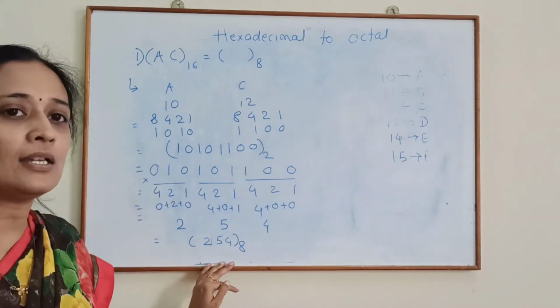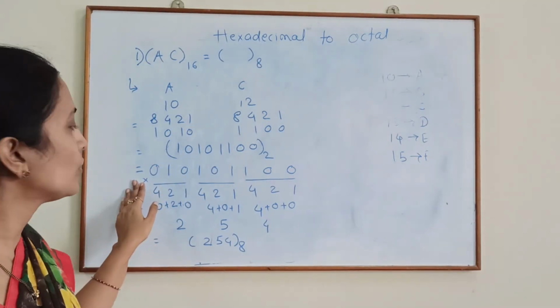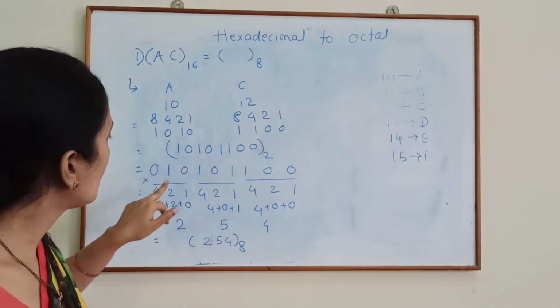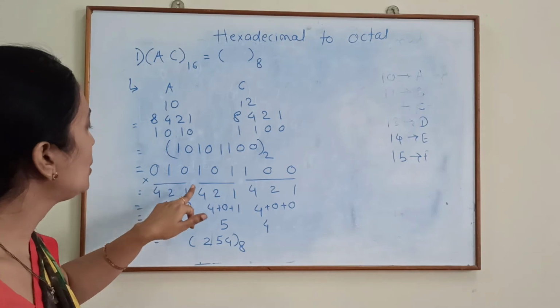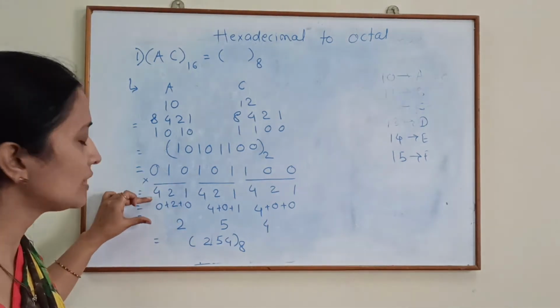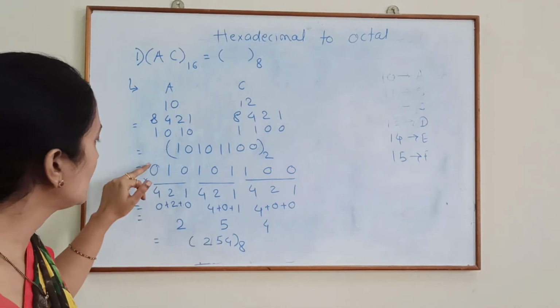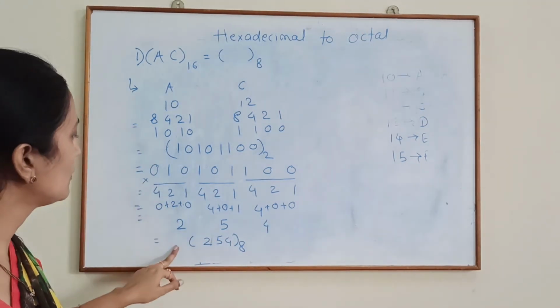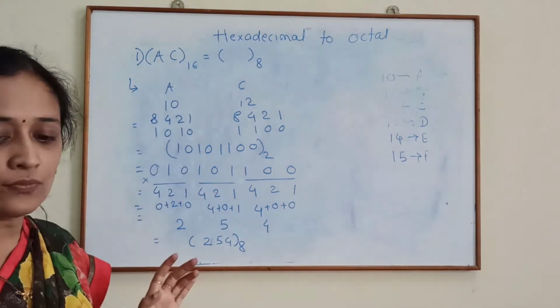If any group has fewer digits, then you can add one more 0. And for each and every group, write here 4, 2, 1. Multiply the coefficient with the weight and add the answers. You will get the digit. Therefore, we have got 254, which is the octal equivalent of AC.